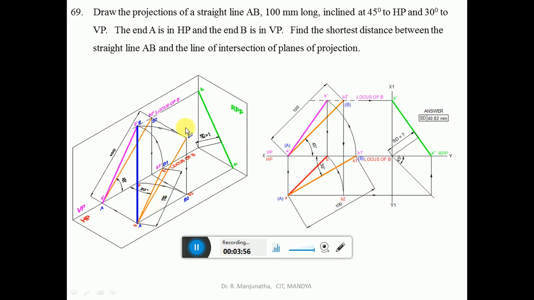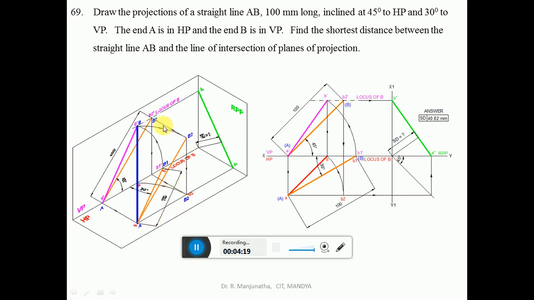So how can we do this? This is in space. So we are drawing a vertical projector here. To do that, first we are going to consider this line, which is above HP. Draw a vertical projector from B2 dash to the XY line and then draw from this point to the locus of A in the top view.